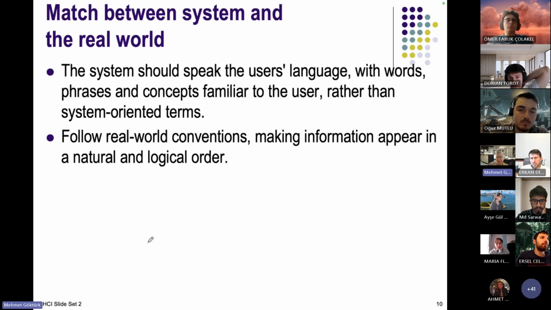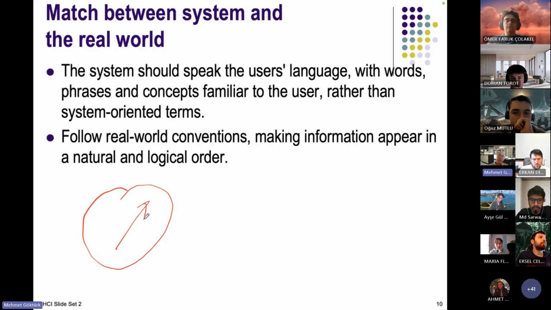Is it a necessity? No. A digital display can just display numbers, because the mechanical needle structure is not required on the interface. However, we still keep using these needle interfaces, gauges, because users are familiar with the object. Okay? They can understand it. So follow real-world conventions, making information appear in a natural and logical order, in the order it appears in real life.